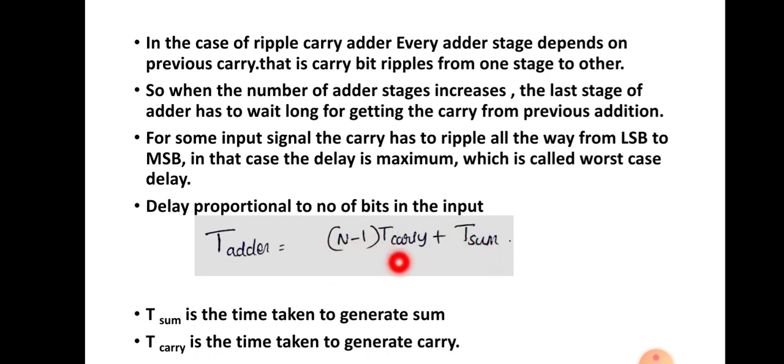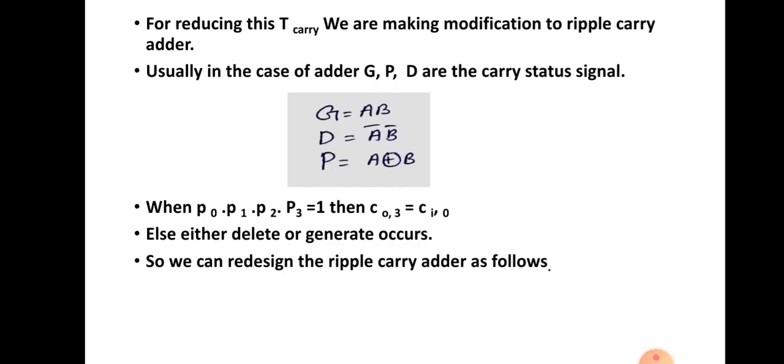Actually if there are n number of bits, then there will be n minus 1 carry generations. So it will have n minus 1 delays for carry. So that is why we are including n minus 1 here. Okay, so this is the adder delay. This adder delay will be higher. So in order to reduce this, we have to use other methods. For reducing this T carry, we are making a modification to the ripple carry adder.